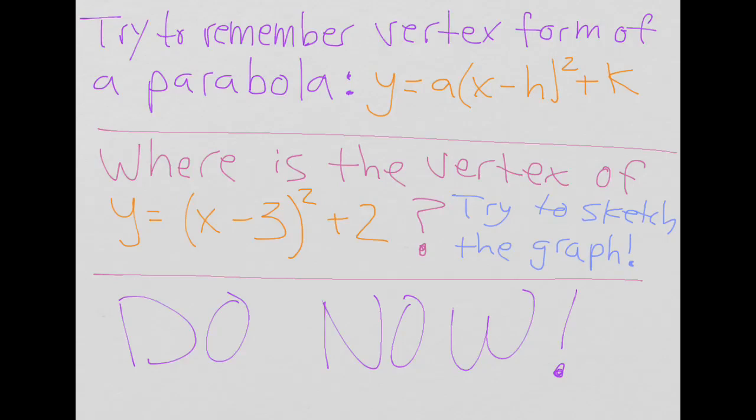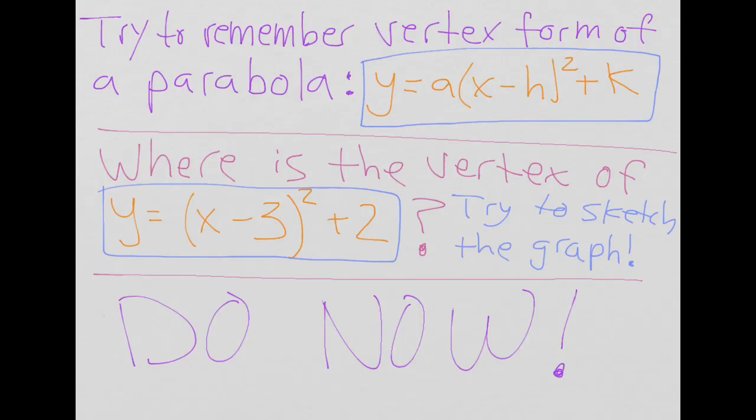Hopefully by this point in time you have had a chance to look at this warm-up problem. Hopefully you can remember back to, I want to say, our third unit where we studied parabolas. Back in that unit we looked at the vertex form of a parabola, which is this equation, y equals a times the quantity x minus h squared plus k. Maybe you remember this, maybe you do not, but we want to know where is the vertex of this equation, y equals (x minus 3) squared plus 2.